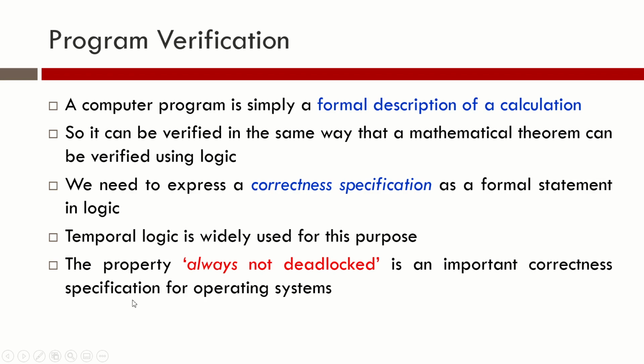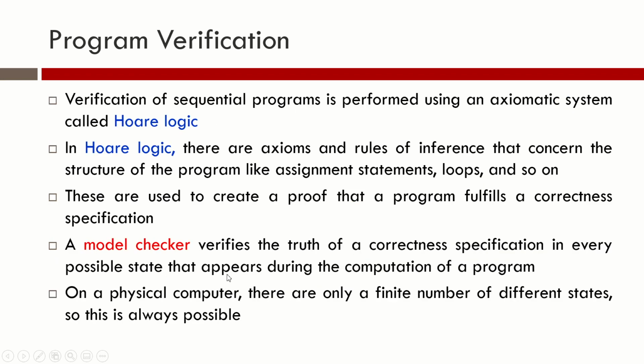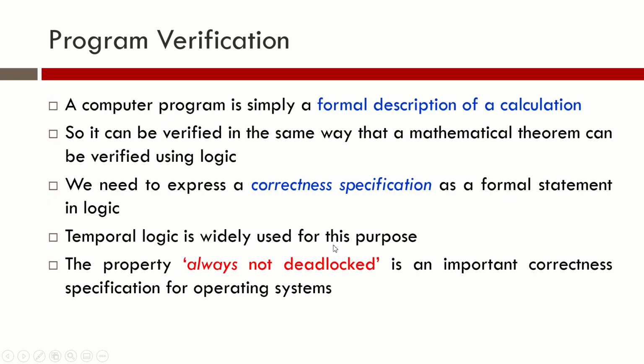For example, suppose you consider the system to be an operating system. The property that the operating system should satisfy is: always not deadlocked. So that is an important correctness specification for an operating system.